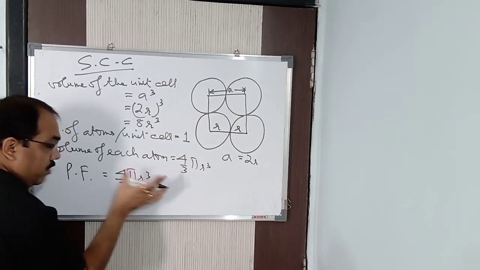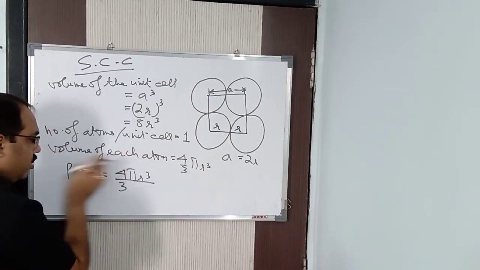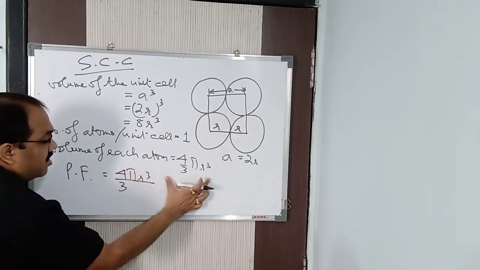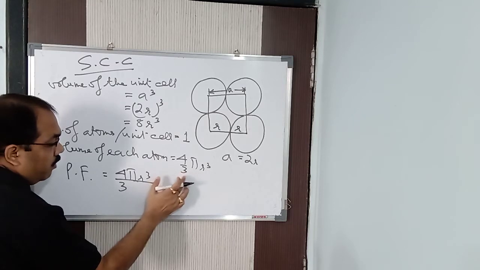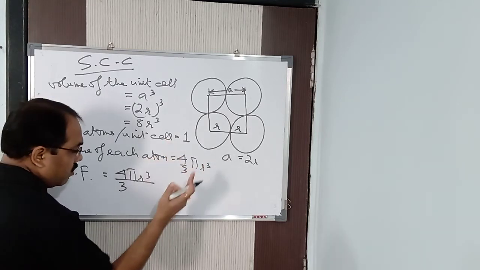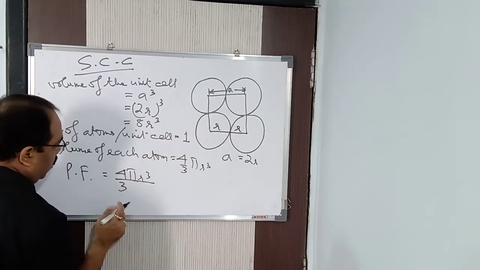And the total volume, mind it, total volume. I hope you understood. After that, I write a sentence, I am not writing it here, you understand it. Total volume of atoms per unit cell. In case of SCC, how much will it be? 4 by 3 pi r cube into the number of atoms per unit cell. The number of atoms is 1, so you get 4 by 3 pi r cube.